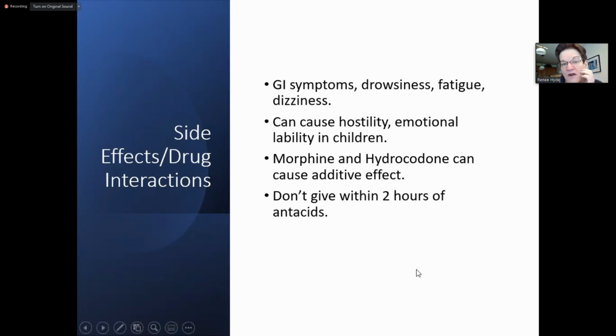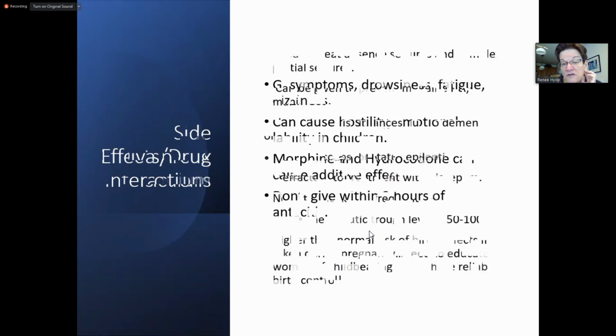What are some of the side effects? Well, GI symptoms, drowsiness, fatigue, dizziness. A lot of times you see nausea and diarrhea. It can cause hostility or emotional lability in children. We don't give it within 2 hours of antacids because it renders it ineffective.